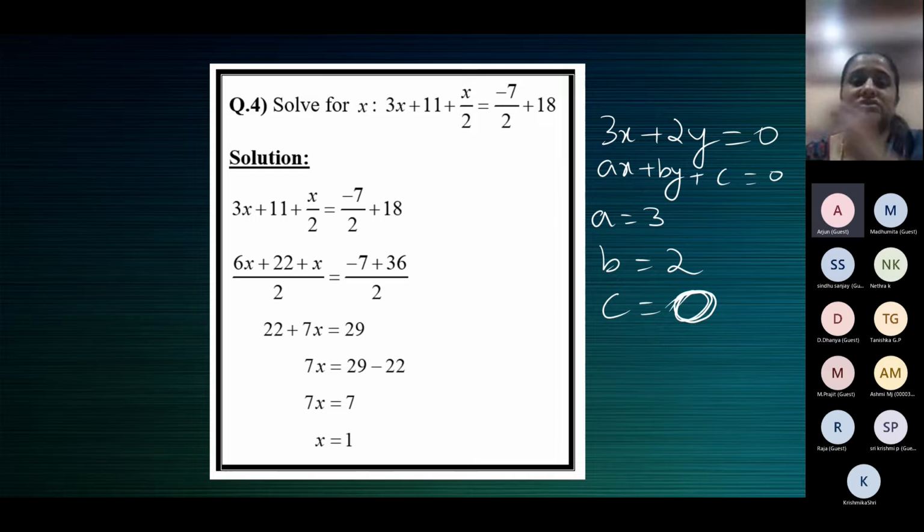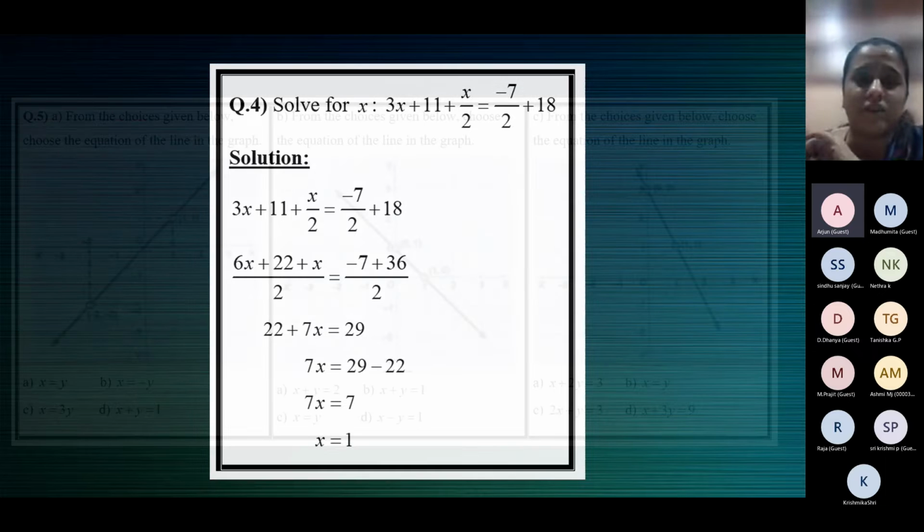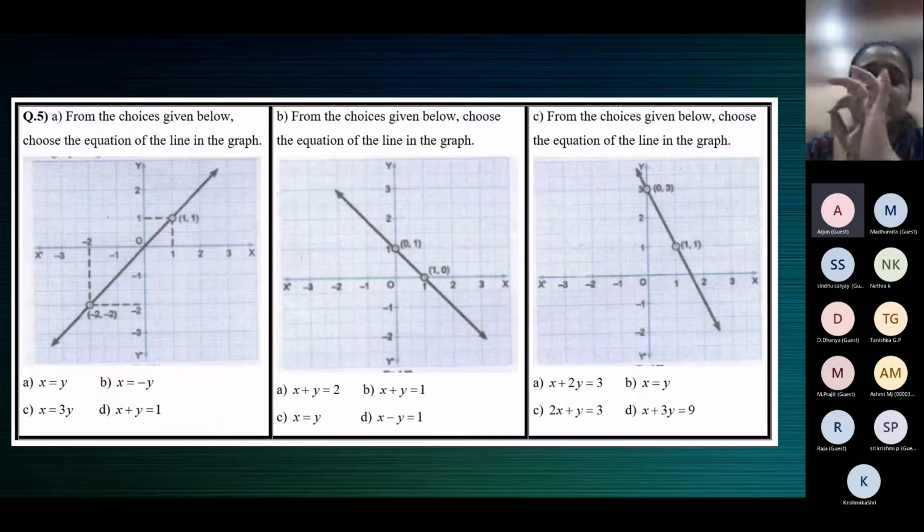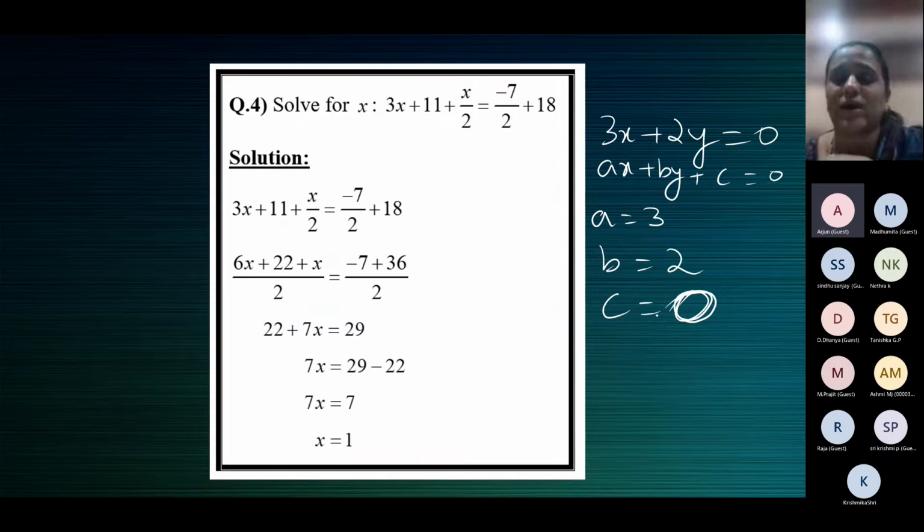But when the value of c is 0, I have to tell you more about it, children. Just to answer these graph questions, I'm sharing a little information with you. Here you see a is 3, b is 2, but the value of c is 0. When you make a graph of this equation, 3x plus 2y is equal to 0, the graph line will pass through the origin. Understood? Yes, ma'am. All right, children.